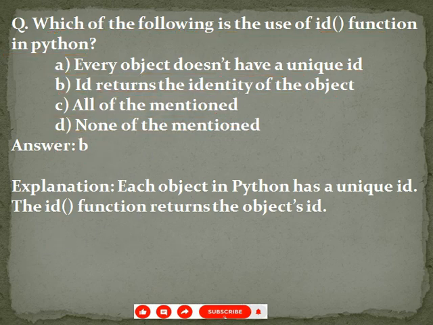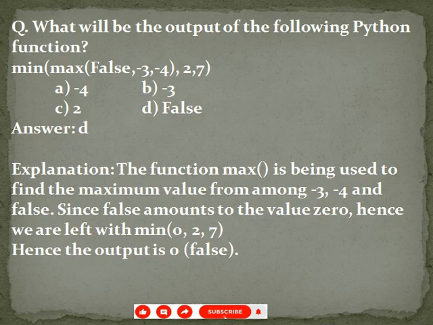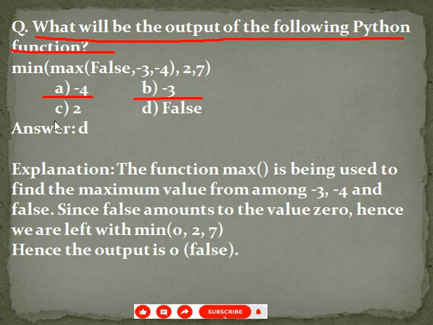Next question. What will be the output of the following Python function? min(max(False, -3, -4), 2, 7). Given options are A -4, B -3, C 2, D False. Your correct answer is option D, False.